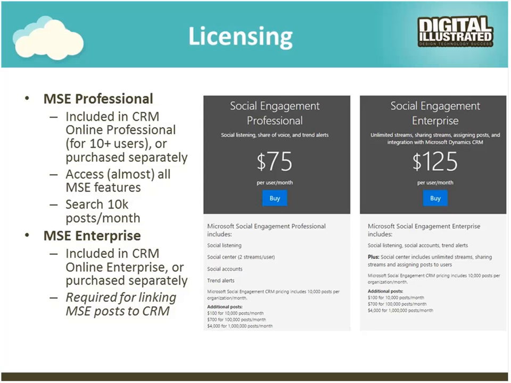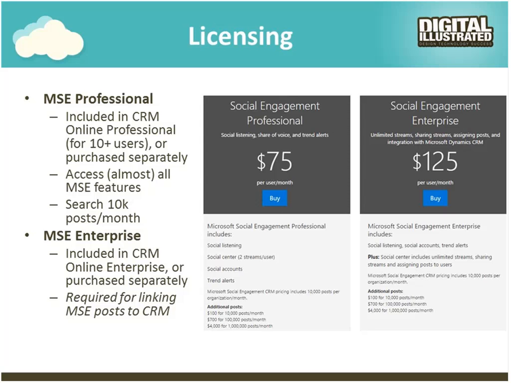So first of all, how do you get the product? And here, probably the most common scenario is that by having your CRM Online Professional licenses, if you have more than 10 of these license types, then you actually also get the social engagement instance provisioned into your CRM Online environment. And you can also purchase it separately, but as we see from the price, if it's $75 just for the Professional MSE license, then, well, you can get a cheaper CRM Online license already, so that's probably going to be the way the majority of users will acquire the license for using MSE.